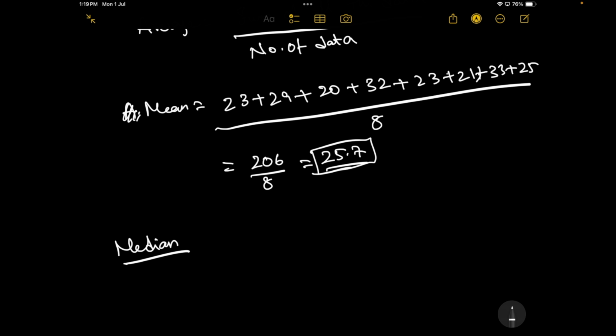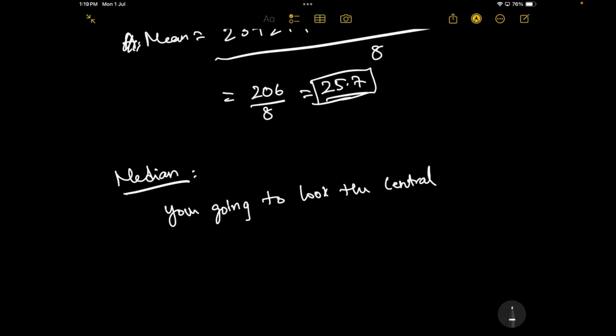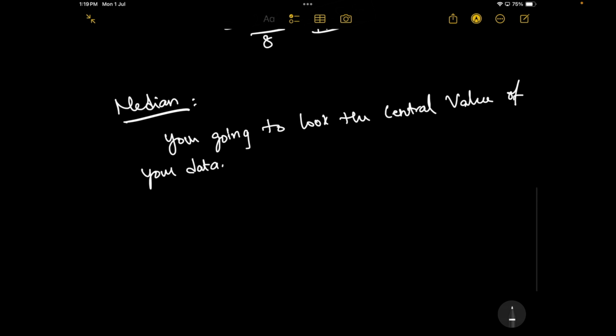Okay, so what exactly is the median? The median is the central value of your data. And what you need to remember when you find a median is that you need to arrange the numbers in order.